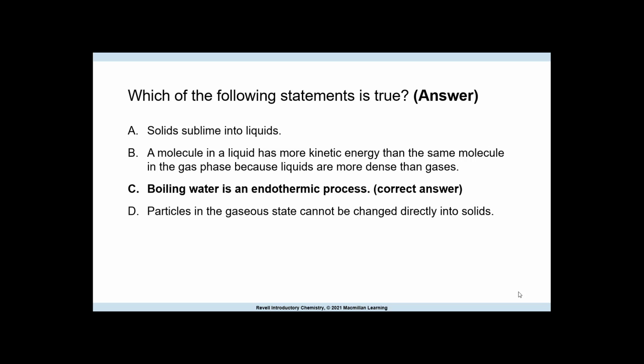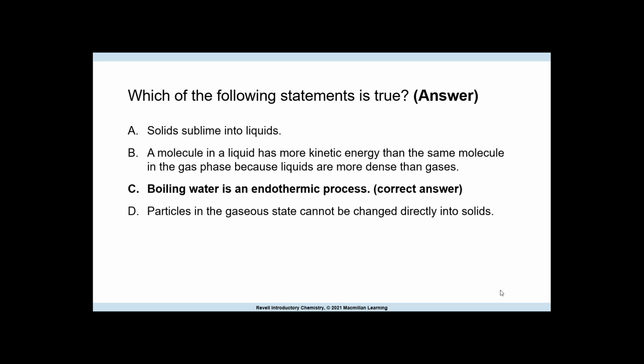So remember, sublime means that it goes right from a solid to a gas. Sublimation is a physical change when a substance changes from a solid state directly to a gaseous state without going into the liquid state.